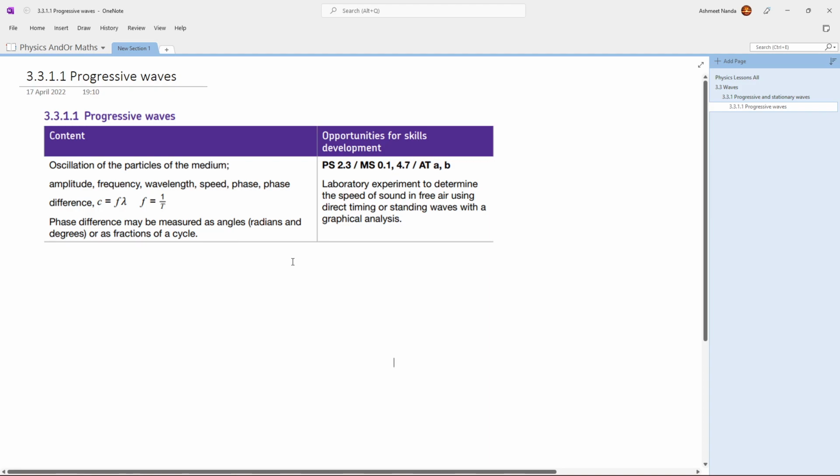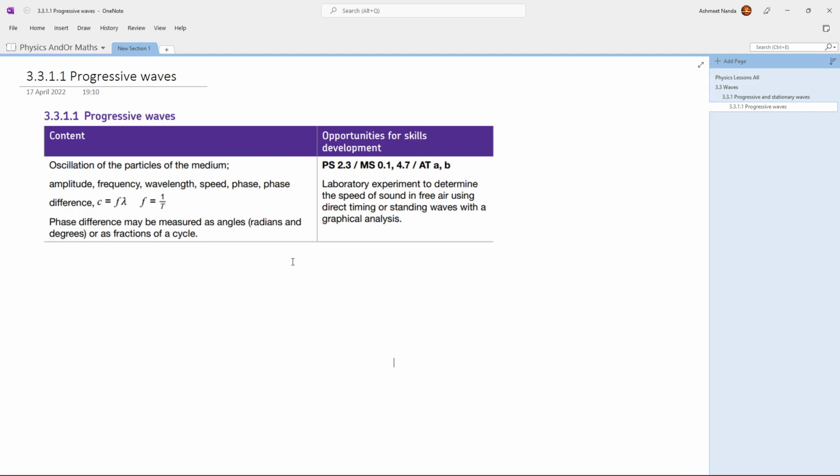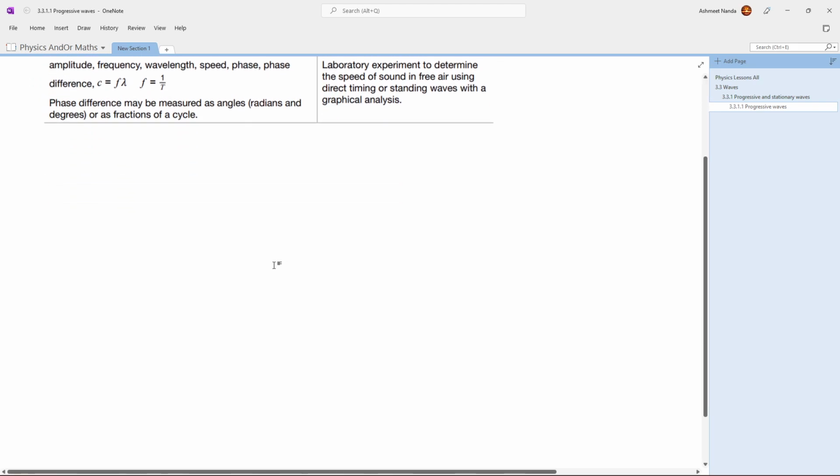3.3.1.1 Progressive waves, where we shall do oscillation of particles in the medium. Amplitude, frequency, wavelength, speed, phase, and phase difference, where wave speed is equal to frequency times wavelength, where frequency is 1 over the time period. Phase difference may be measured as angles in radians and degrees, and as fractions of a cycle.